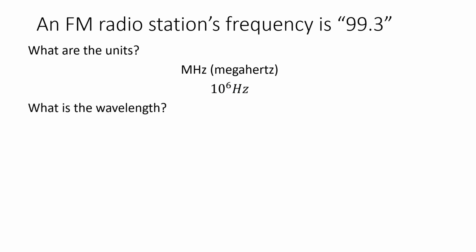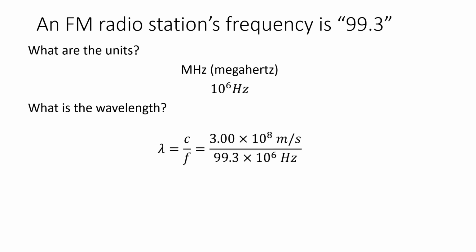So this particular radio station has a frequency of 99.3 times 10 to the 6th hertz. What is the wavelength going to be? Well, that'll be lambda equals c over f, equals 3.00 times 10 to the 8th meters per second divided by 99.3 times 10 to the 6th hertz.